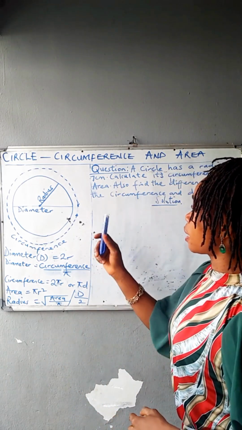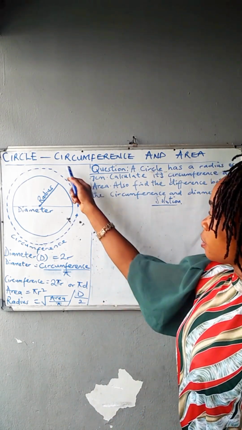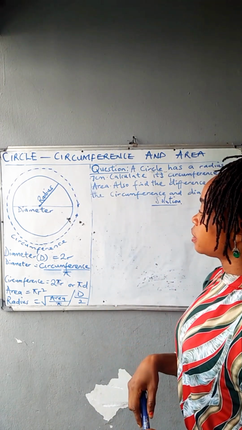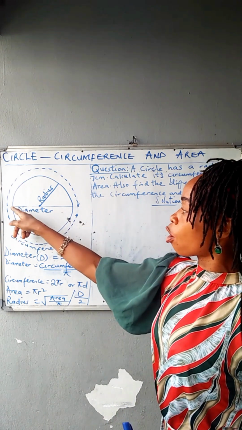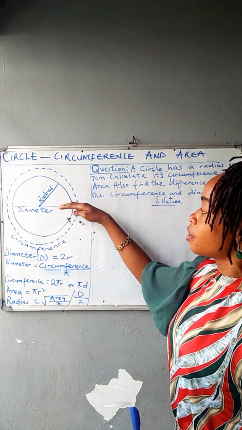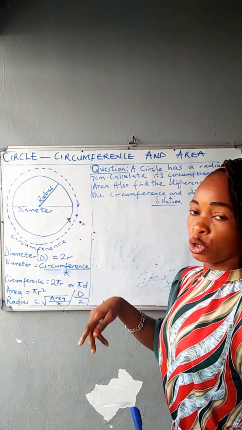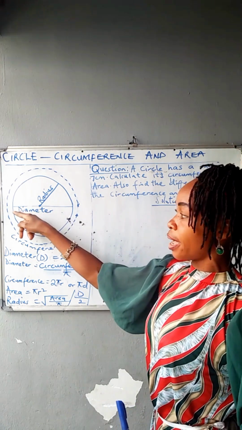We'll be considering circles today. This is a circle, and in a circle we have the diameter. The diameter is that line that cuts through a circle from its center and it divides the circle into two equal halves. This is a diameter.